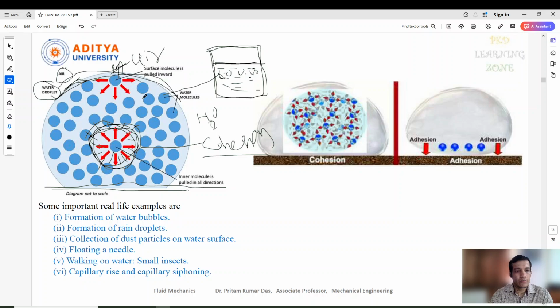So between this, all these forces will be acting. The surface molecules pull inward. That means these molecules will be trying to pull inside, because the molecular strength of air is not that much stronger than this, so it is not able to pull towards the air. So this is one of the reasons.